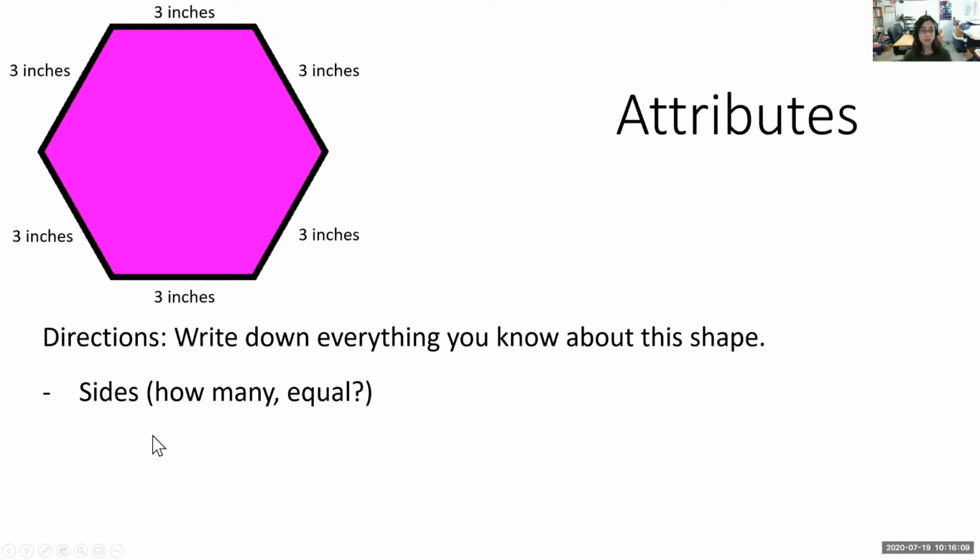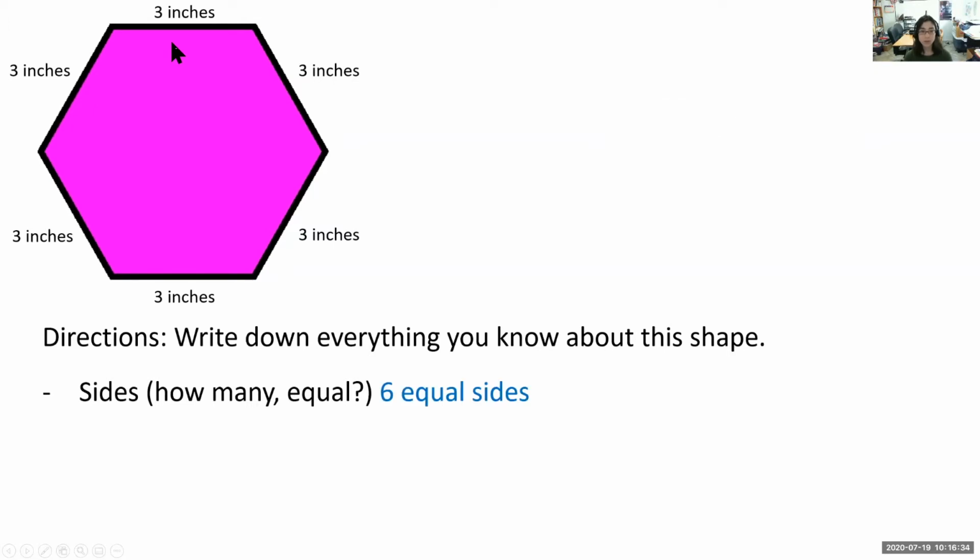First things first, let's talk about how many sides our hexagon has. Let's count them up. Our hexagon has 1, 2, 3, 4, 5, 6 sides. Our hexagon has 6 sides. Are these sides equal? Well, based on the labels and descriptions that are given, all of these sides are 3 inches. So they are all equal to each other. Again, we have 6 sides and all of those sides are equal. So we have 6 equal sides.